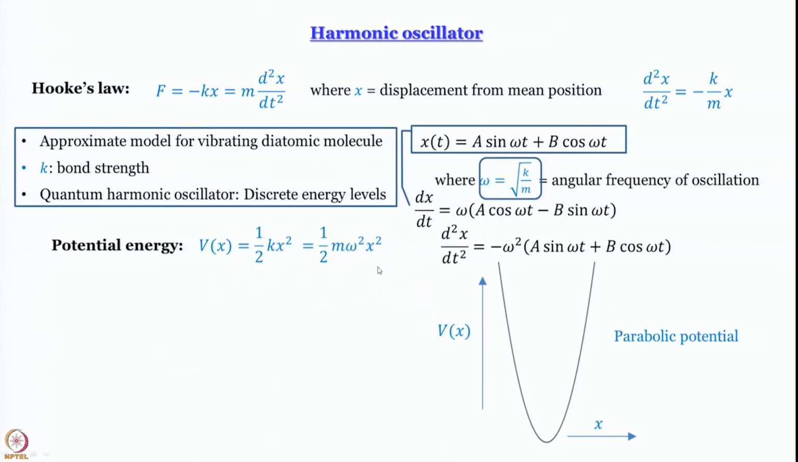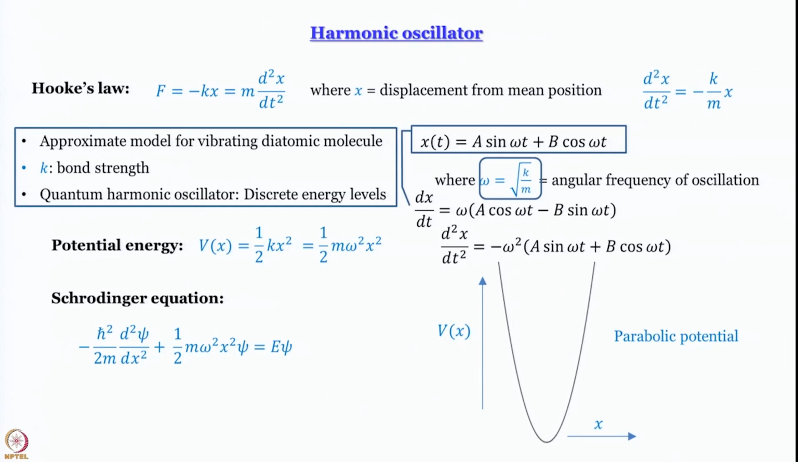So, now we take this and we plug it in the Schrodinger equation. The first term of the Hamiltonian remains the same, it is the kinetic energy operator. In place of potential energy, we are going to write half m omega square x square, right. So, here is what we get: minus h cross square by 2m d2 psi/dx2 plus half m omega square x square psi.